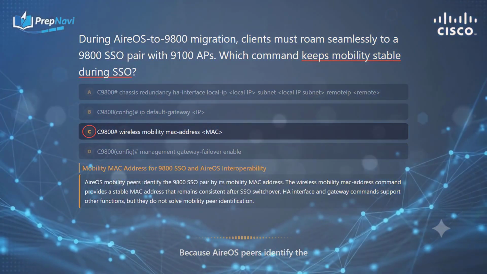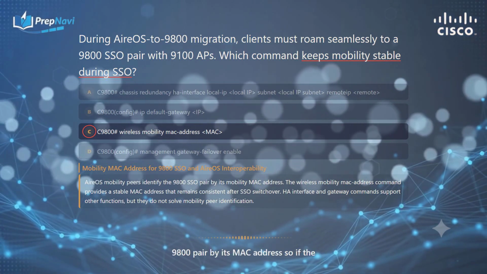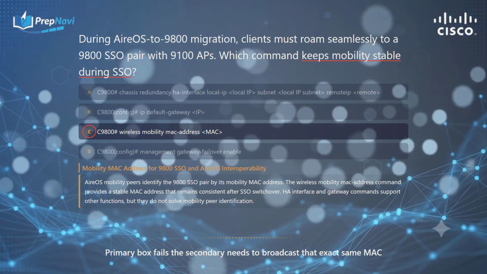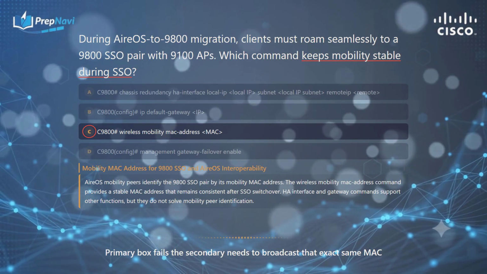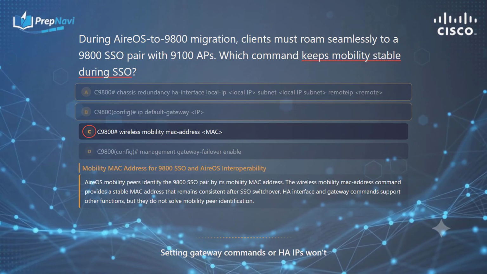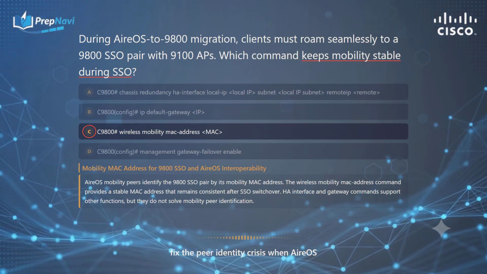Oh, I see the logic, because AireOS peers identify the 9800 pair by its MAC address. So if the primary box fails, the secondary needs to broadcast that exact same MAC. Yes, it's basically a permanent forwarding address when moving. Setting gateway commands or HA IPs won't fix the peer identity crisis when AireOS comes knocking.